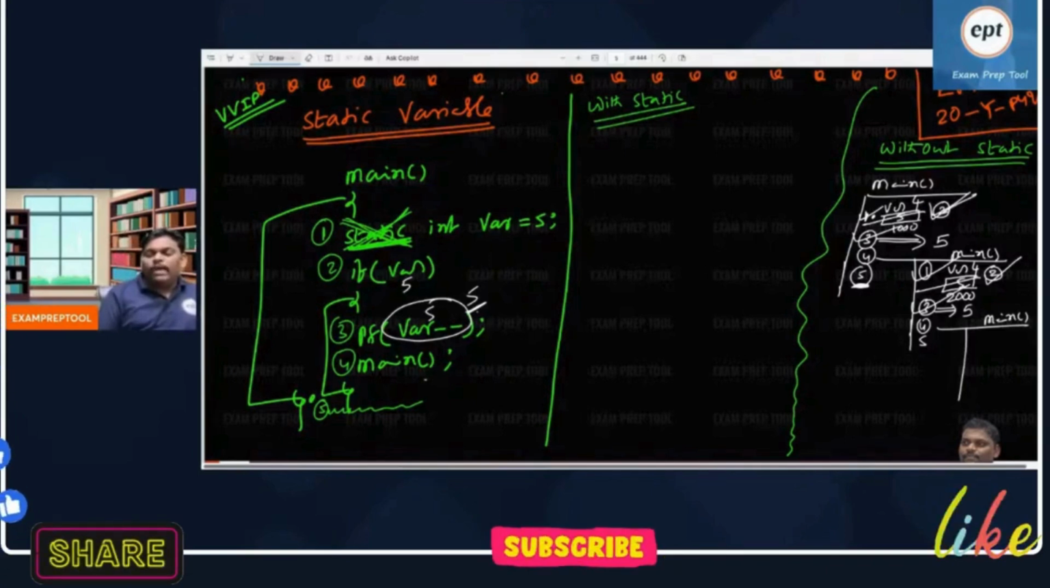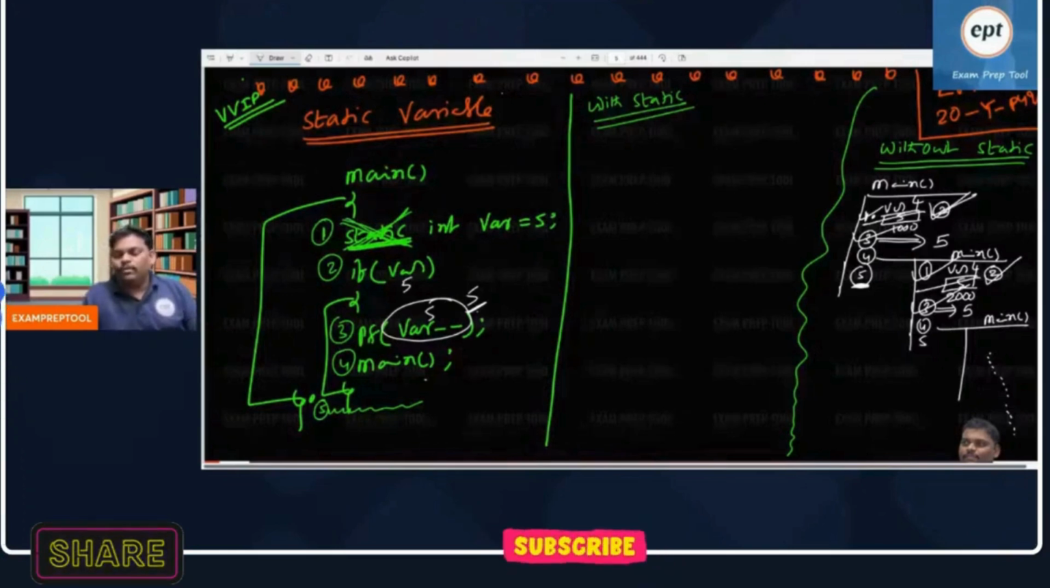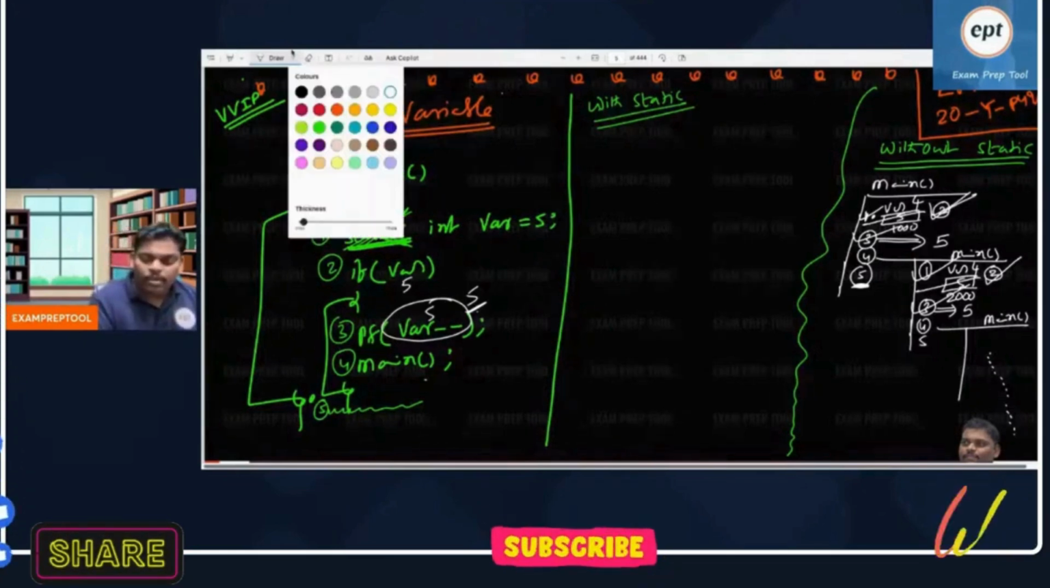Every time where memory will be created and it will print 5 first, then afterwards 4. Again in the next function call, where memory will be allocated, initially 5, 5 will be printed, afterwards value 4. Like this, does it keep on going or not? I want an answer from you. What will it do? Everyone remember this.